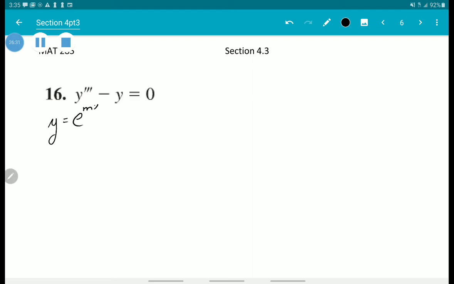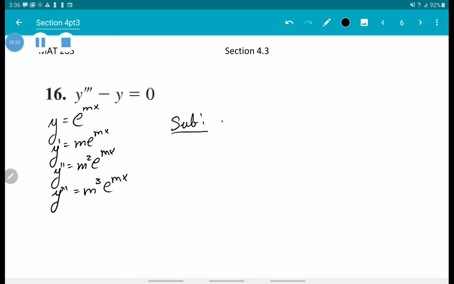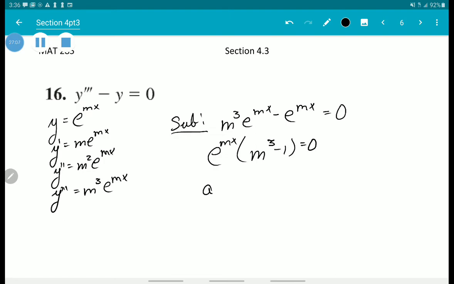We're still assuming we have something in the form of e to the mx. So y prime is m e to the mx. y double prime is m squared e to the mx. And y triple prime is equal to m cubed e to the mx. And if we were to make those substitutions, we have m cubed e to the mx minus e to the mx is equal to 0. So we have e to the mx times m cubed minus 1 is equal to 0. So our auxiliary equation is m cubed minus 1 equals 0.